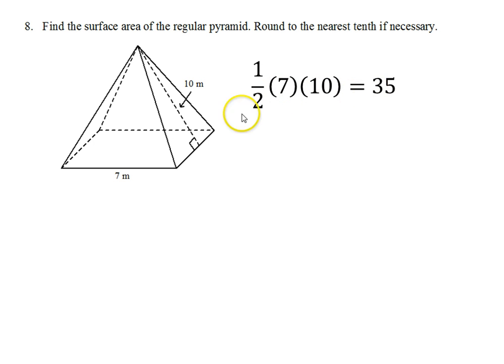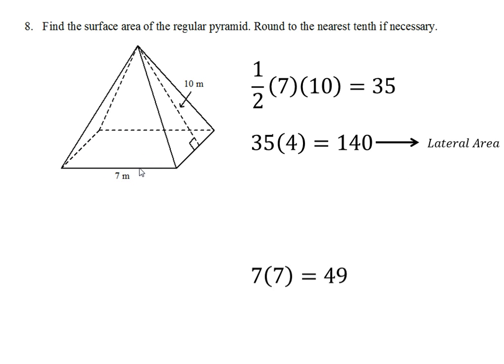35 is the area of just one of the triangles, but there are 4 of them. So we're going to do 35 times 4, which is 140. 140 is the lateral area of this pyramid, or you could say it is the area of the 4 triangles of the pyramid. But now we need to find the area of the base. Well, the base is a square, so we're going to do 7 times 7, which gives us 49.